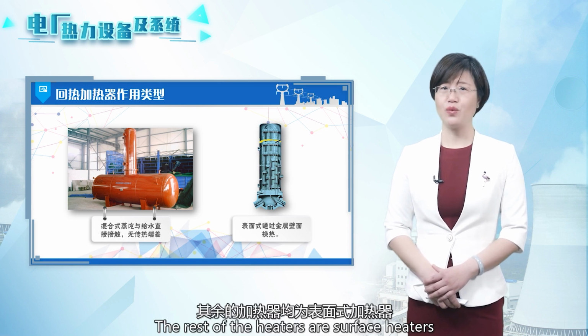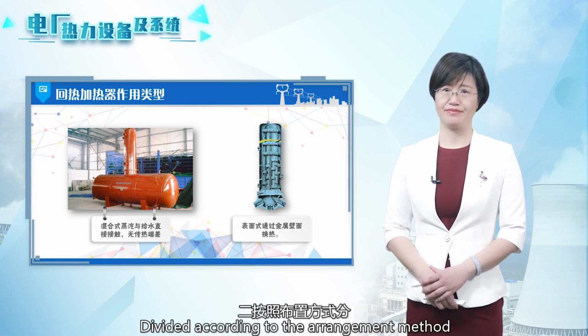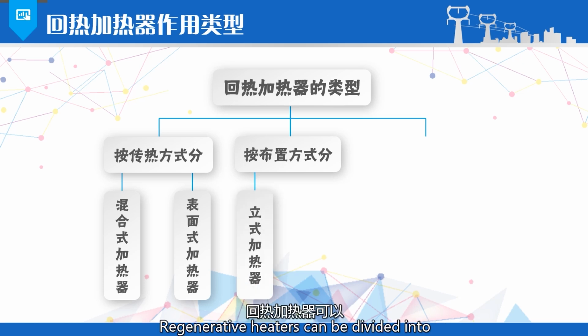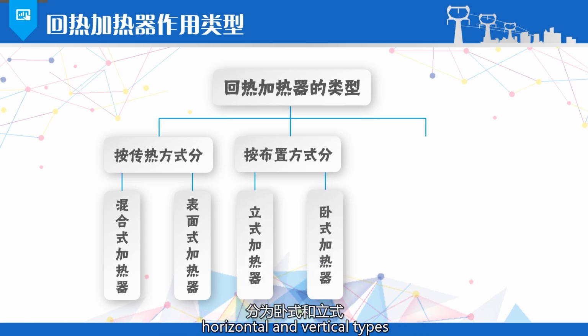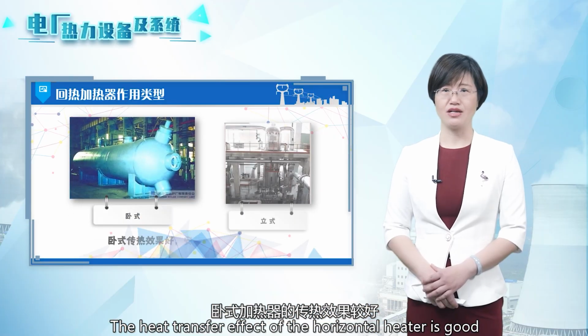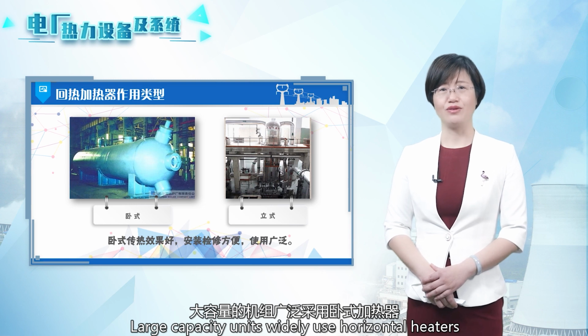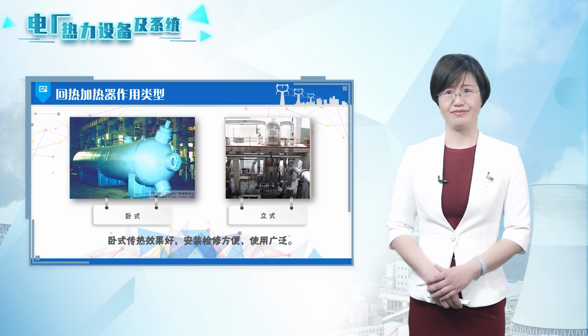The rest of the heaters are surface heaters, divided according to the arrangement method. Regenerative heaters can be divided into horizontal and vertical types. The heat transfer effect of the horizontal heater is good. Large capacity units widely use horizontal heaters.